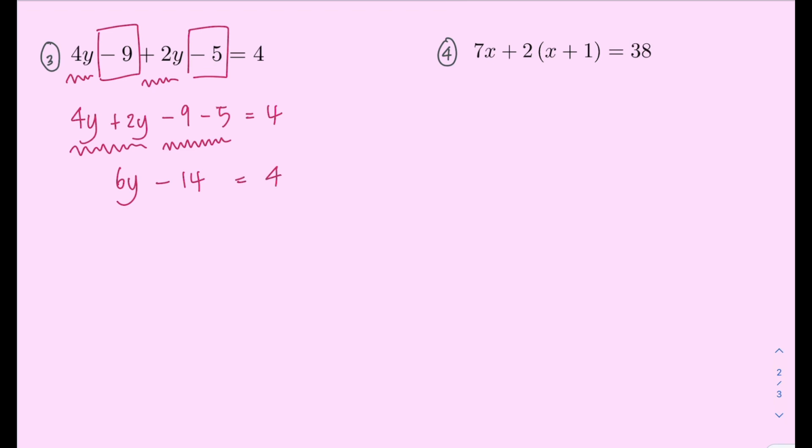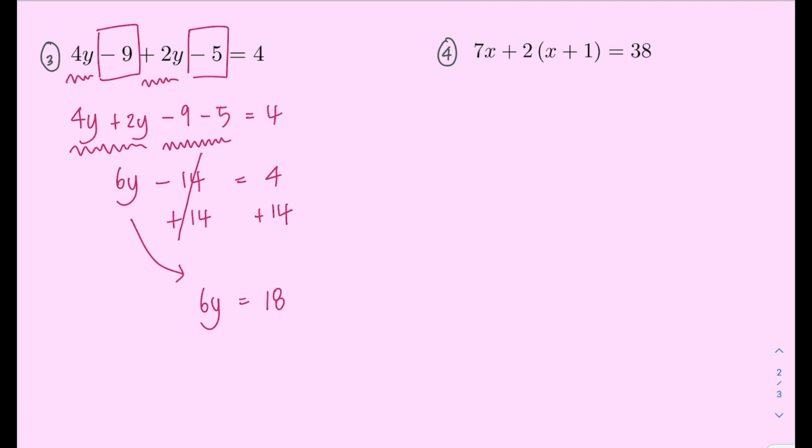To isolate the y, we first need to get rid of the negative 14 by using an inverse operation. So the inverse of negative 14 is plus 14, so you would plus 14 on both sides. Negative 14 plus 14 equals to 0, so cancel out. And that just leaves me with 6y on the left-hand side. On the right, it is 18.